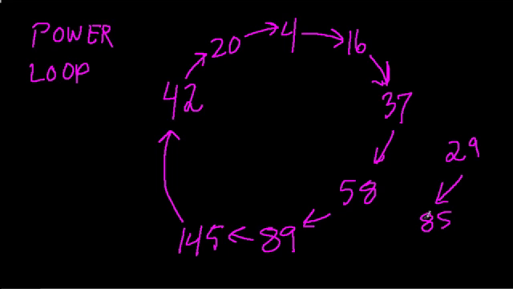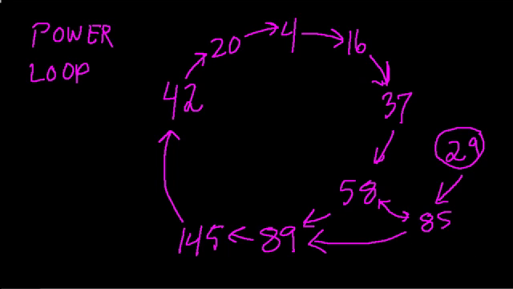Now we square these two digits, we get 64 plus 25. And now we end up right here in the loop, because 64 and 25 is 89. So by starting with this number, we get 85, but then we go back into the power loop. And now if we kept going, we'd stay within this circle.